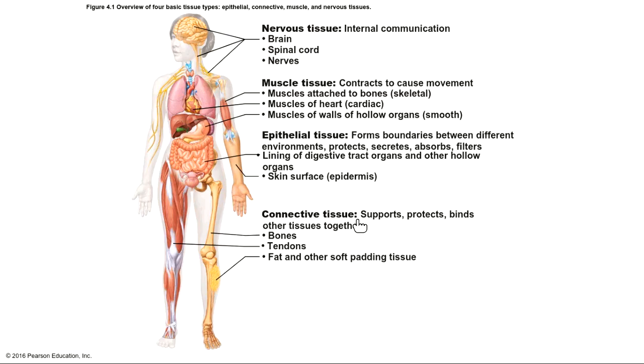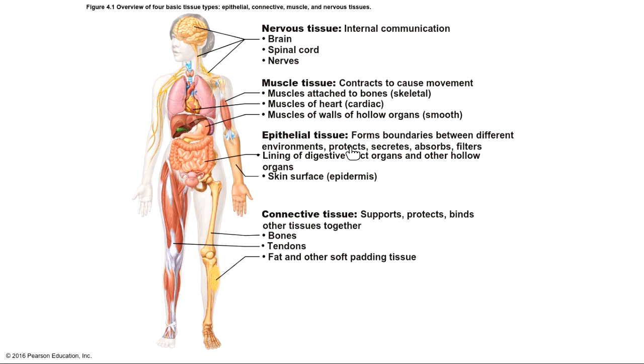Here's a summary of where you can find examples of the 4 different types of tissue. All right, so we're honing in on epithelial tissue at this point. Epithelial tissue forms boundaries between different environments. An example of that would be the skin. The skin is the most popular boundary between the outside world and the inside of the body.